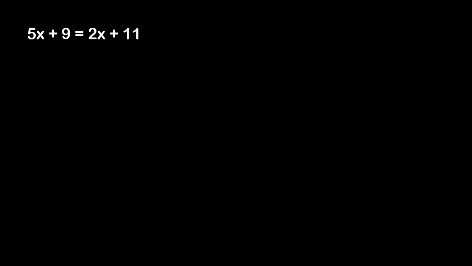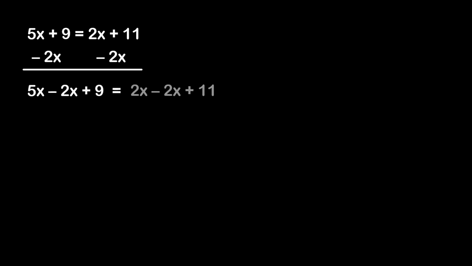In this case we're thinking we can subtract 2x from both sides, because we'll have 5x minus 2x plus 9 on the left hand side of the equation, and on the right hand side we'll have 2x minus 2x plus 11, and we'll notice that the 2x terms cancel out on the right hand side, and we'll be left with 5x minus 2x plus 9, which is 3x plus 9, because you know 5x minus 2x is 3x, just as 5 minus 2 is 3. And on the right hand side of the equation we'll have 11.